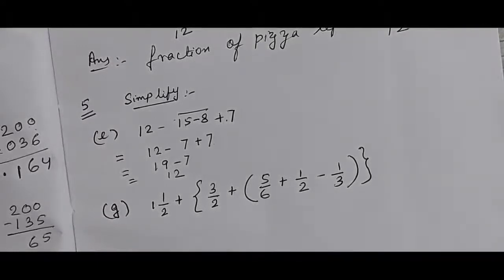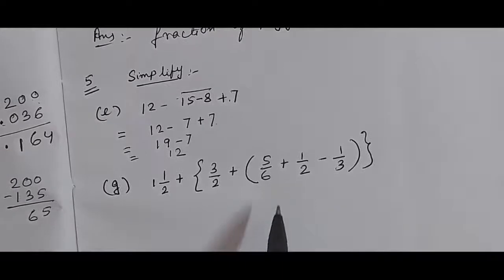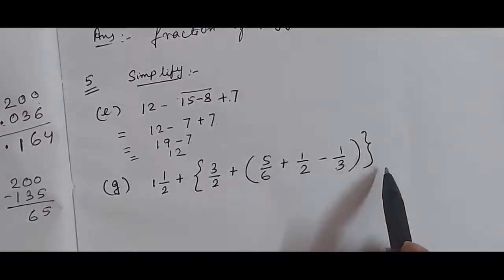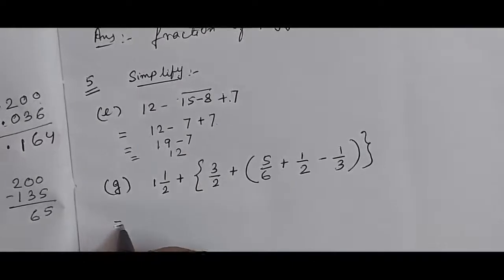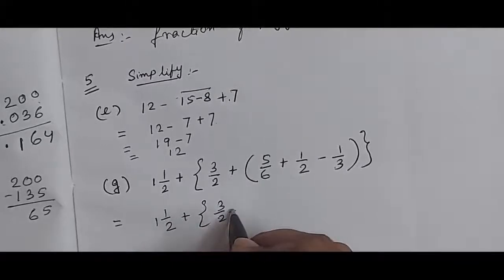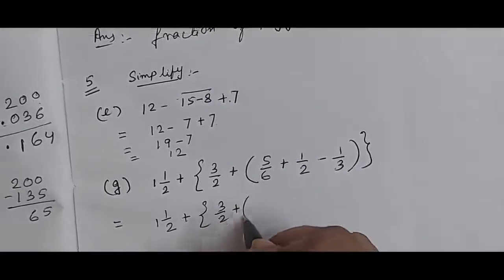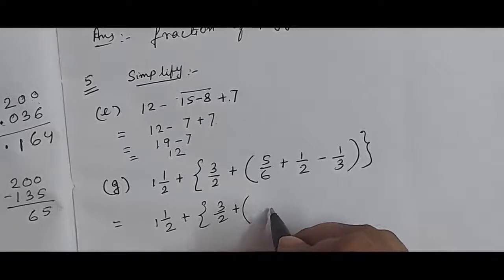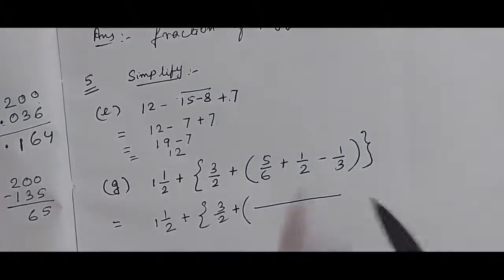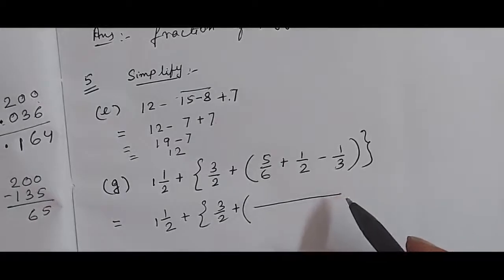The next question you can see. First you have to solve the inside simple bracket, then we will solve the curly bracket. So this is equal to 1/2 plus 3/2 plus inside the simple bracket take the common denominator of 6, 2 and 3. So what is it?